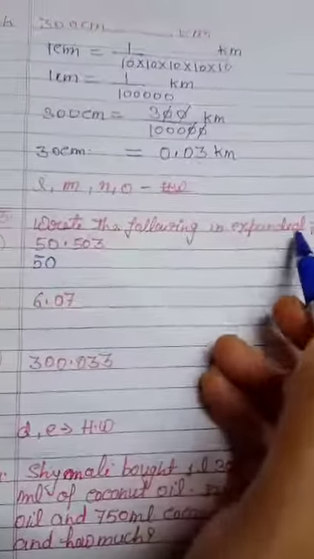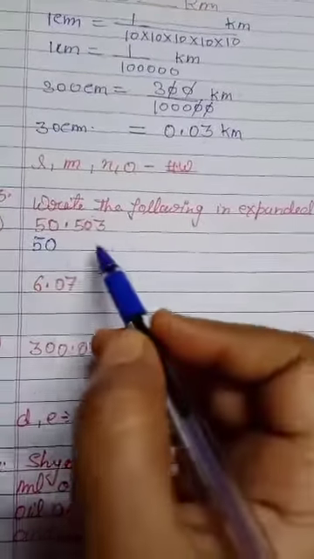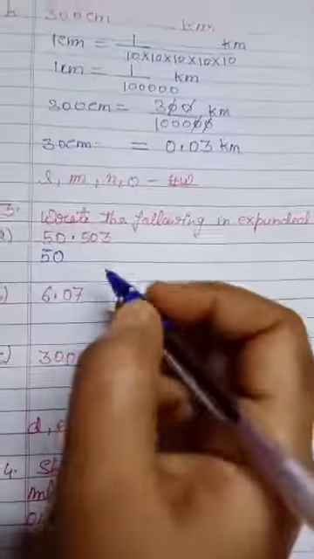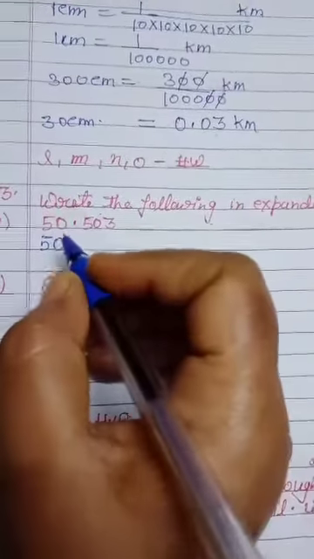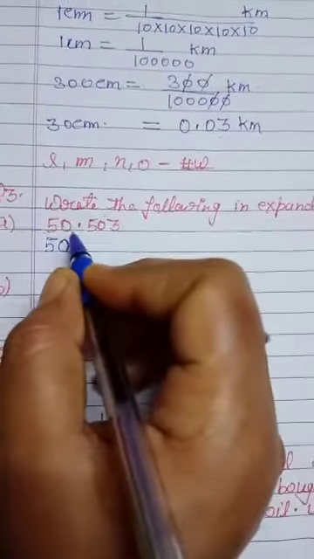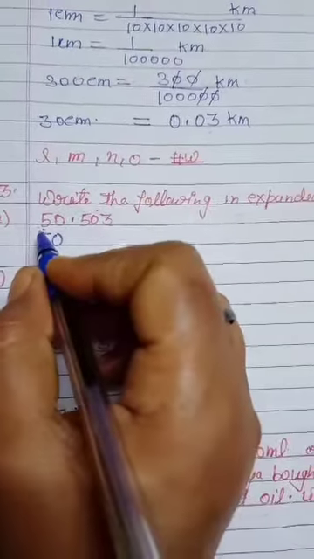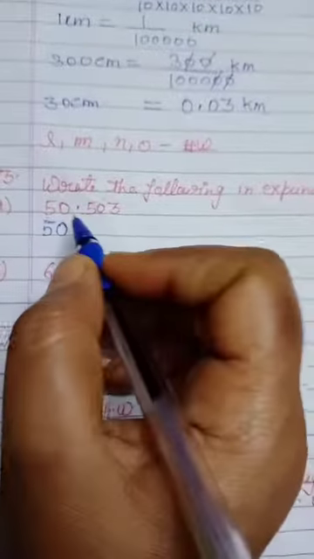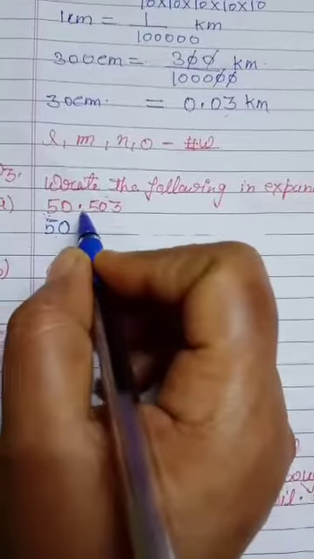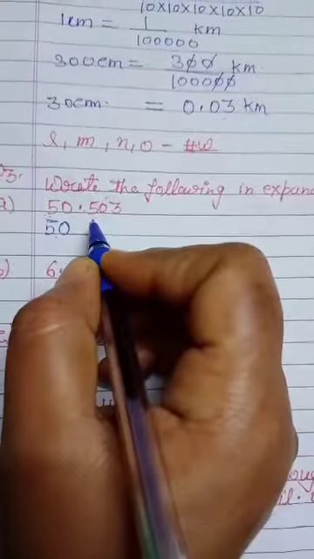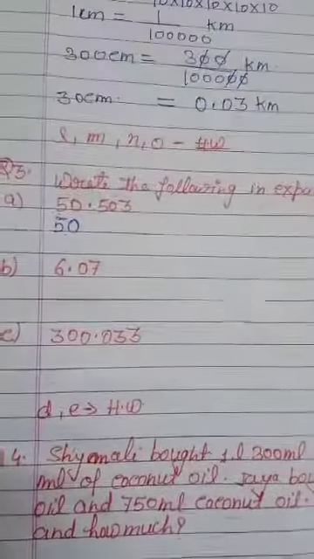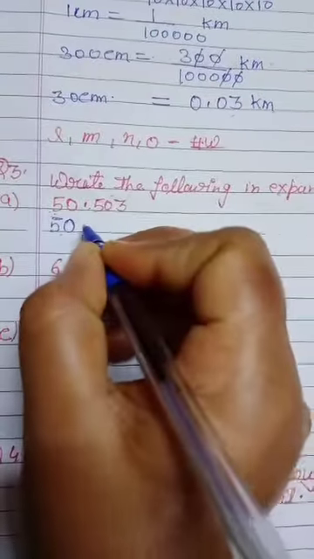Write the following in expanded form. You know how to write decimal numbers in expanded form. The part before the decimal is always known as the integral part. The integral part will remain the same, and after the decimal, the first number is always divided by 10.